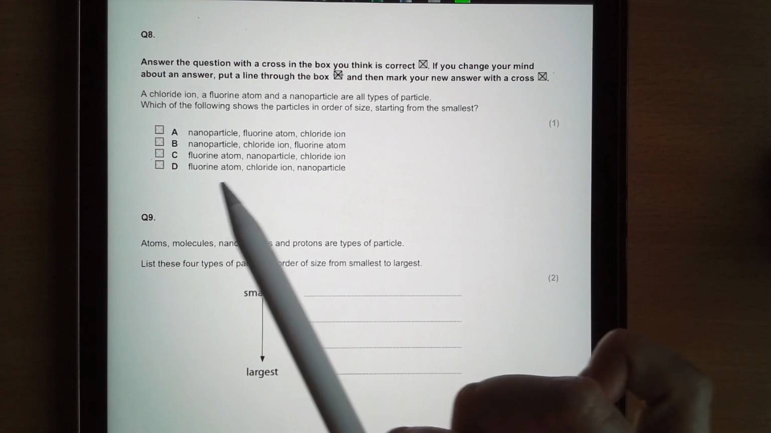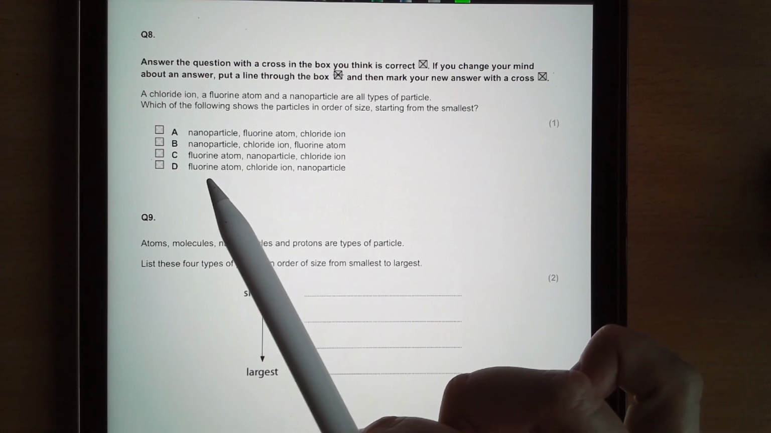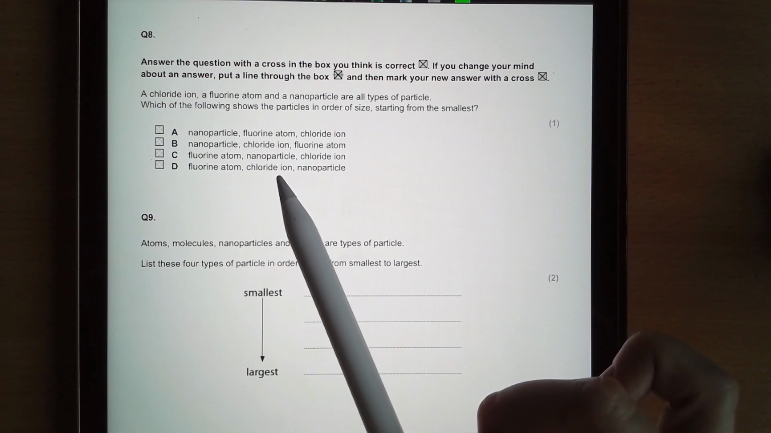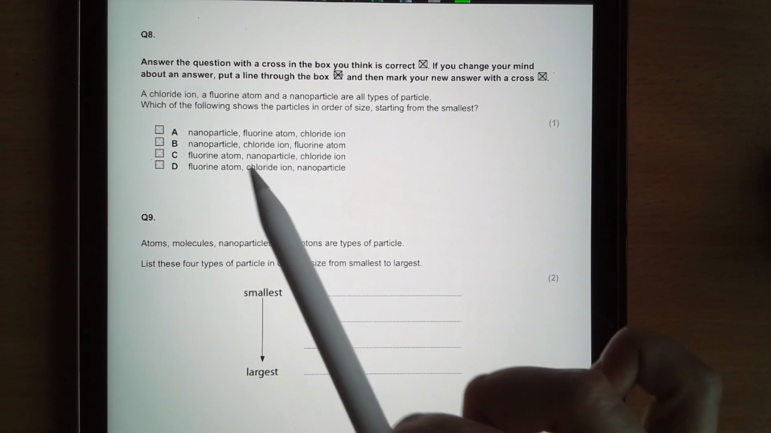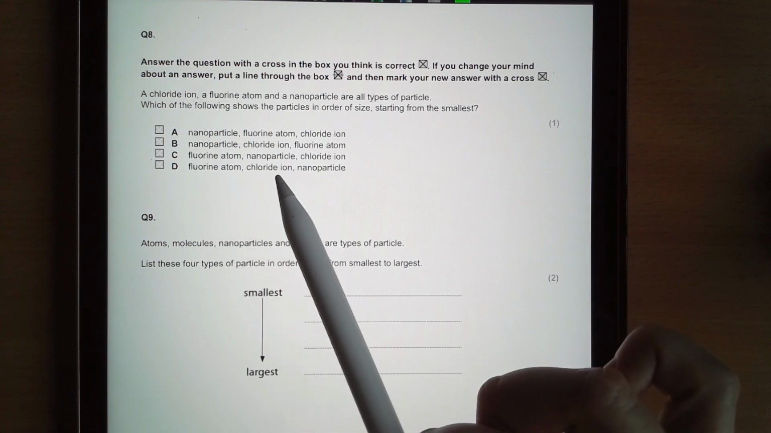To work out between fluorine and chlorine, just look at their positions on the periodic table. That's in period 2, 2 shells. That's period 3, 3 shells. Don't be put off by the ion. You're not comparing atoms versus ions. You're comparing a period 2 element versus a period 3 element.